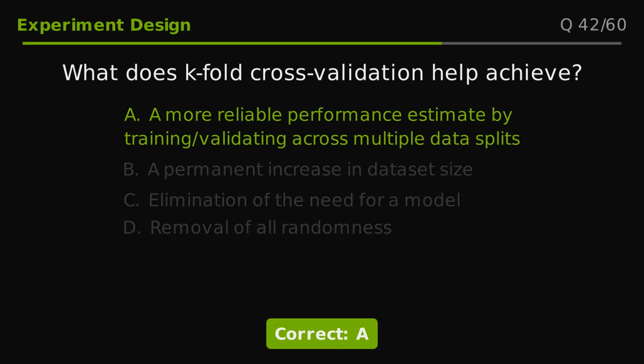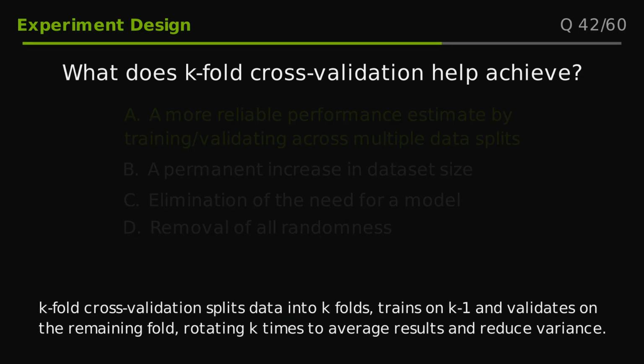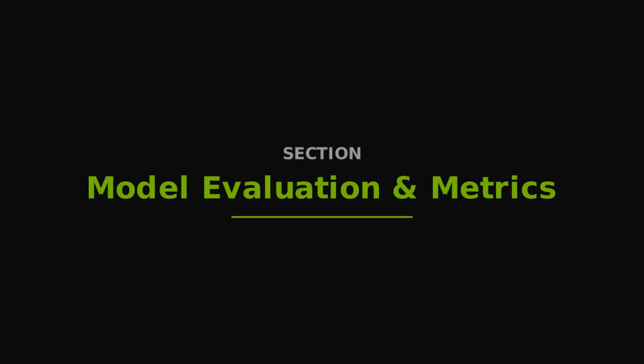The correct answer is A. K-fold cross-validation splits data into k folds, trains on k-1 and validates on the remaining fold, rotating k times to average results and reduce variance. Next section, model evaluation and metrics.